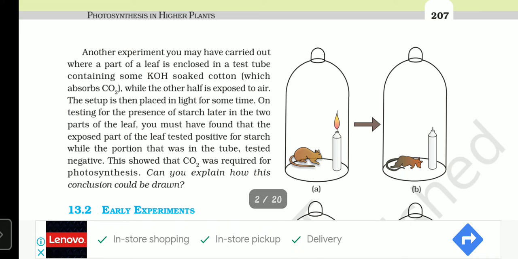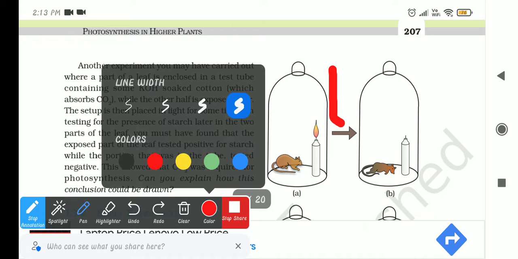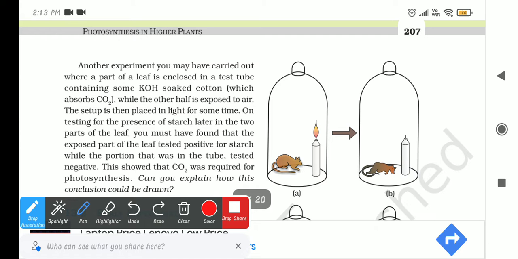So in this experiment, what we did is we took a leaf and a beaker. We took a leaf. This is a test tube. This is the test tube. This is a leaf.